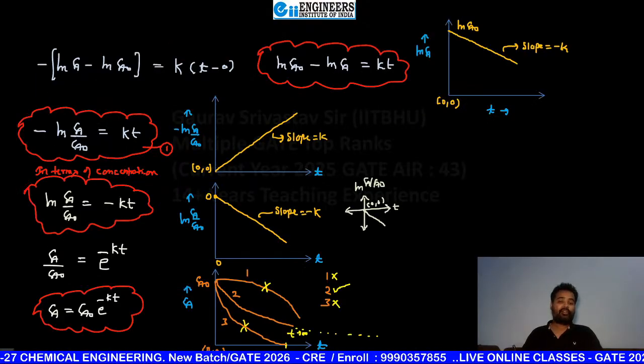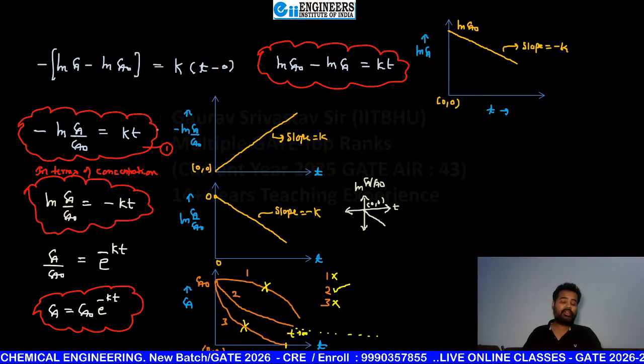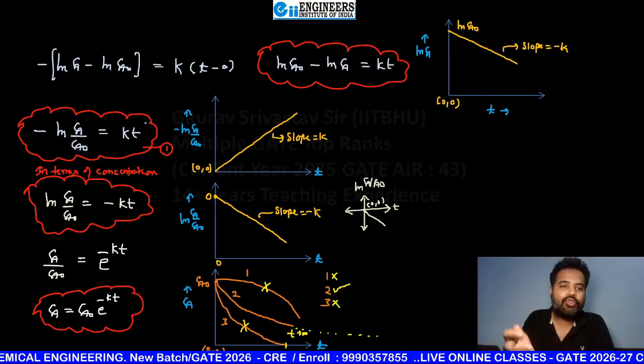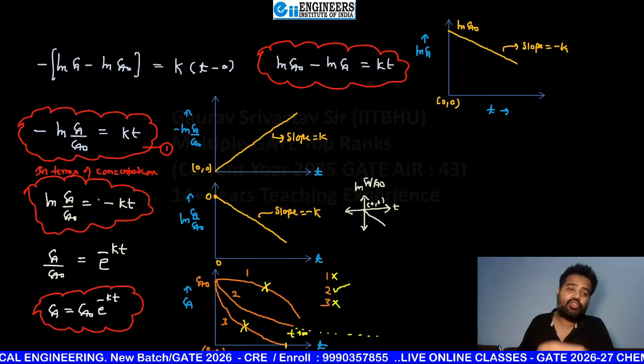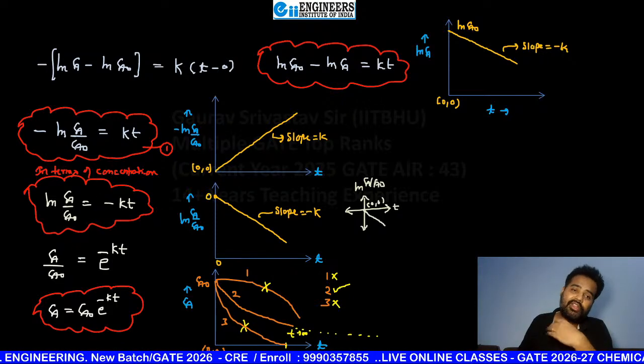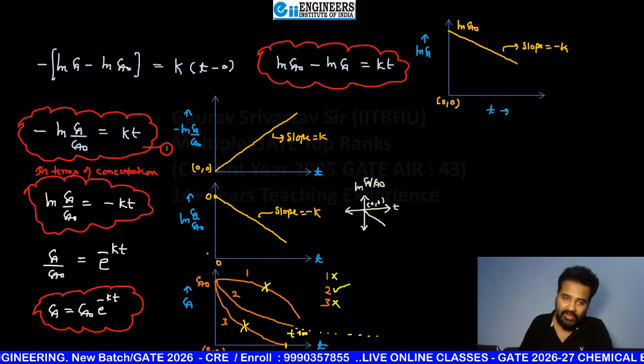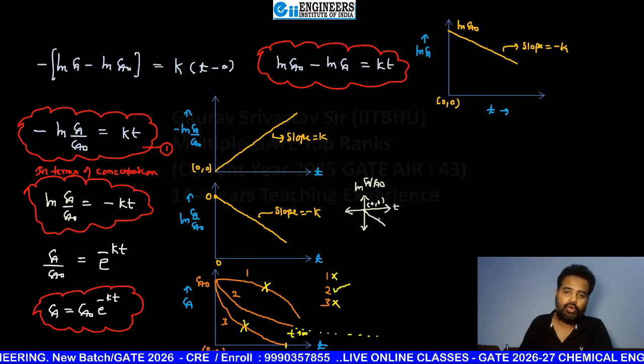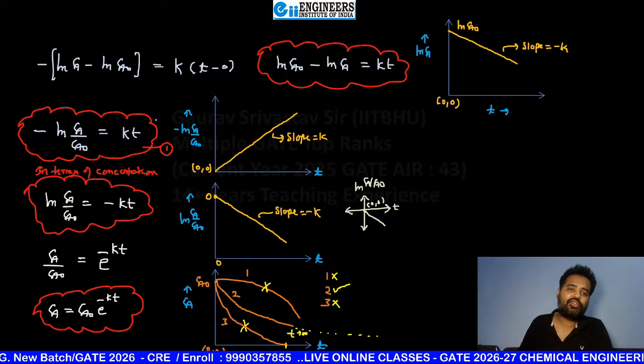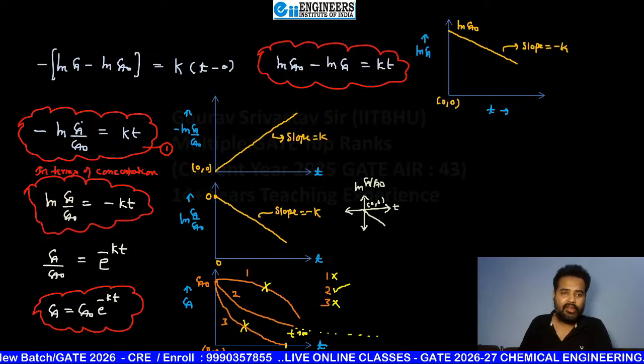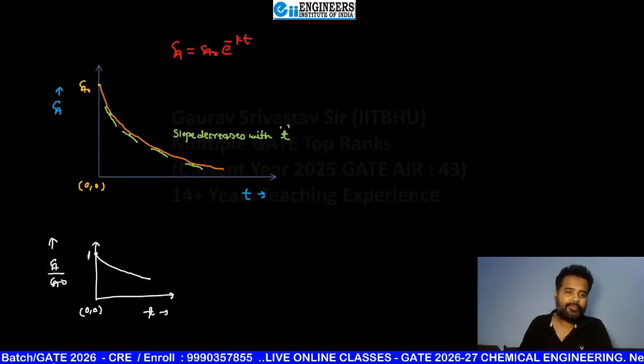Now that's the reason that mostly in your examination, the plot they are going to give you is the first equation plot, not the second one, because the origin is not present on it. If you are writing 0 0 here, it will be wrong. They have to make it like this. So mostly they are going to write this as your standard equation, minus ln CA by CA naught is equal to KT.